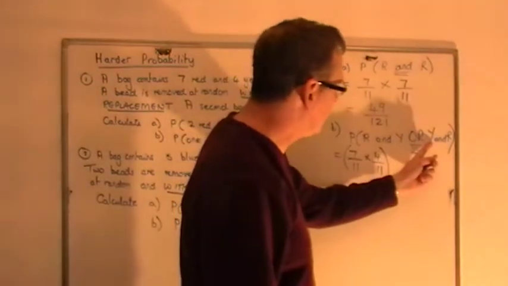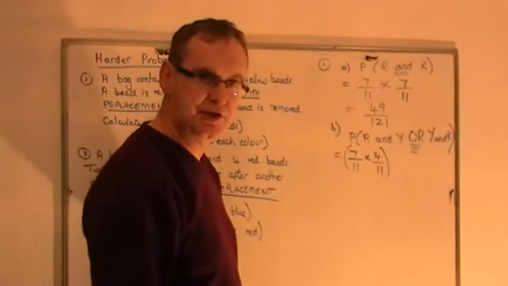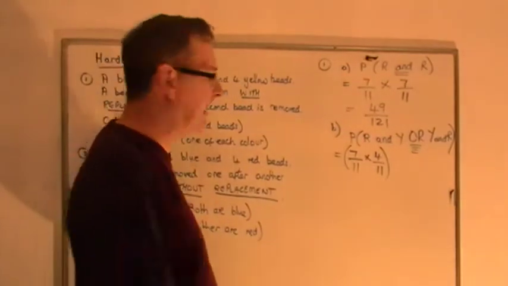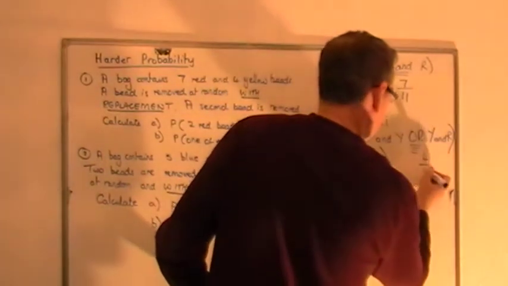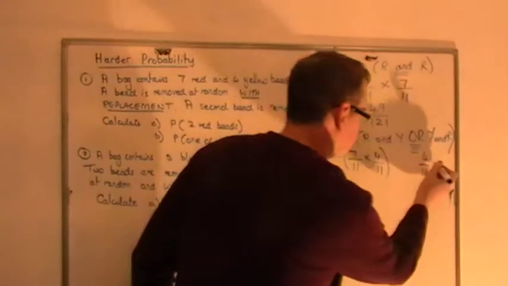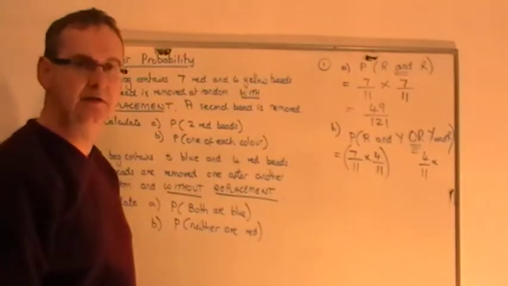Now we come on to the other option, a yellow and then a red. On the first go, what's the chance of getting a yellow? Well, there are 4 yellow beads out of 11 in the bag. So there's a 4/11ths chance of getting a yellow. And times a red bead on the second go.